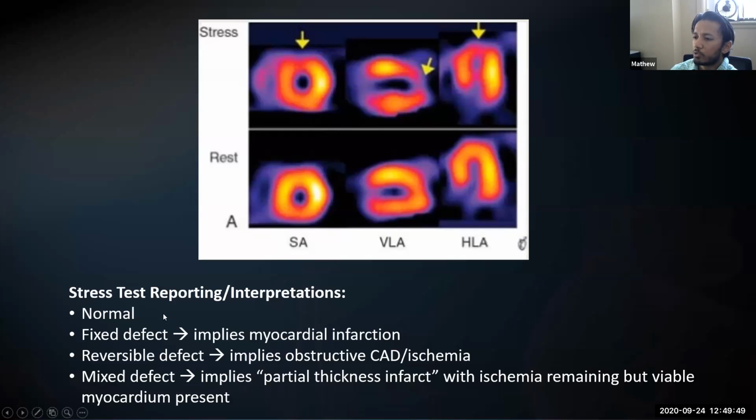And then stress reporting, what it's going to come down to is it's either going to be normal. So if you get the report back, how do you interpret it? It's going to either be normal, it's going to say there's a fixed defect, meaning that they have infarcted, and potentially it's just too late at this point. Maybe they have a reversible defect, so maybe there's something you can go in and fix it, and a mixed defect, meaning they have some reversible, some fixed. Maybe you're going to be able to do it. You're going to look at the patient's surgical risk to decide if it's even worth going into.